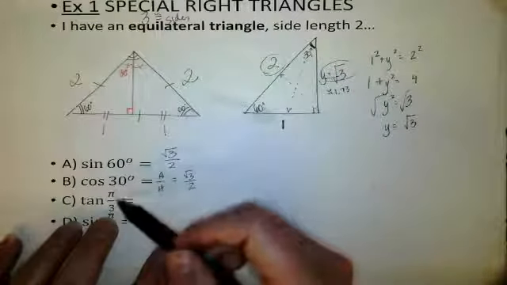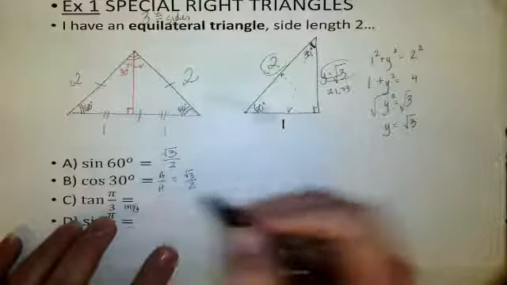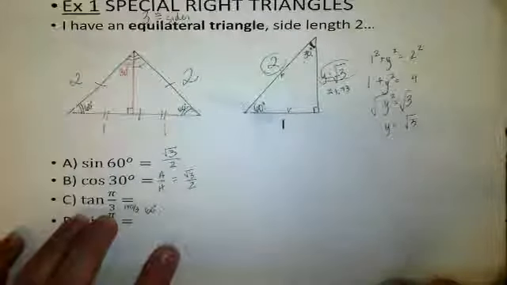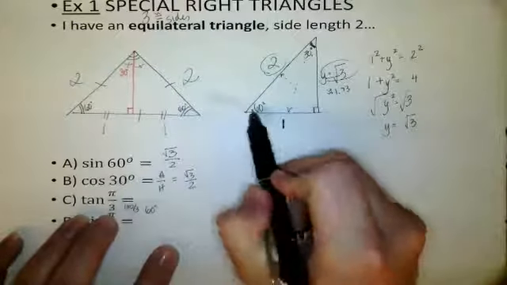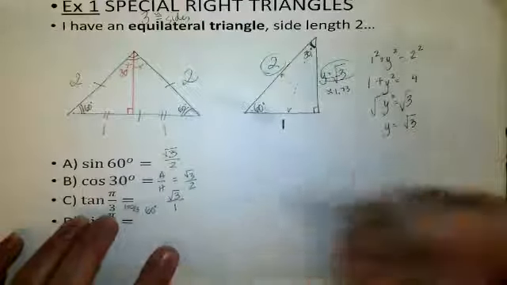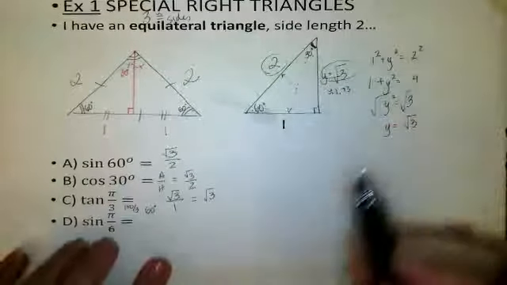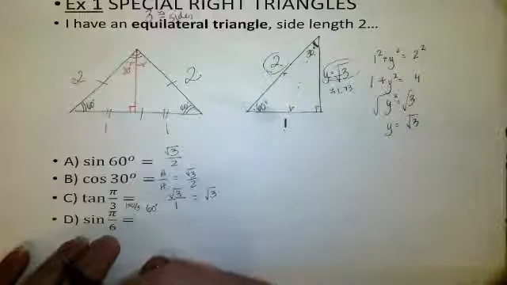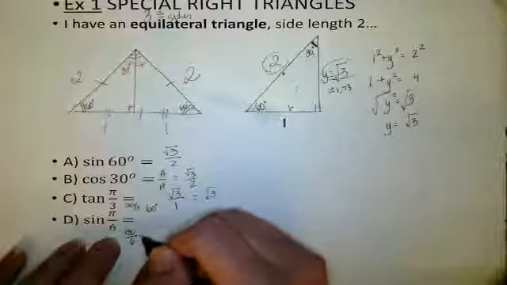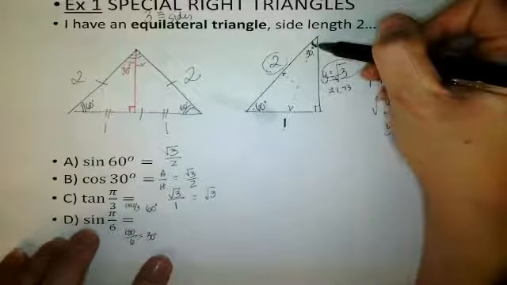Whoa, what's pi over 3? That's like 180 over 3, which is 60 degrees. So this says what's the tangent at a 60-degree angle. So looking from the 60-degree angle, tangent's going to be radical 3 over 1, which is just radical 3. Opposite over adjacent. All right, what's the sine of pi over 6? Whoa, what's pi over 6? 180 over 6, which is 30 degrees. So looking from the 30-degree angle, what's the sine ratio?